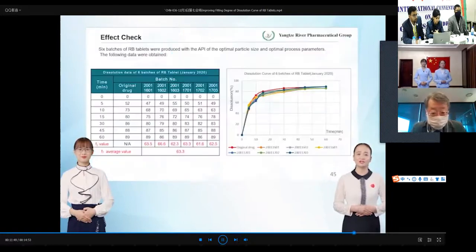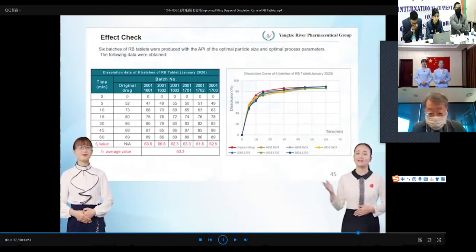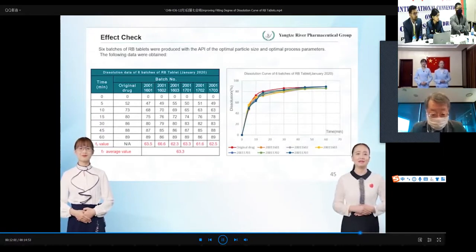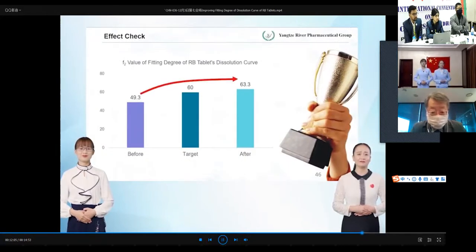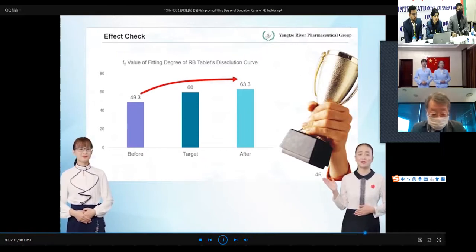According to conclusions obtained from the above-mentioned research, our QC Circle conducted 6 batches of pilot production, and the average F2 value was 63.3. Comparing the F2 value of the 15 degree RB tablets dissolution curve before and after the activity, it was improved from 49.3 to 63.3.